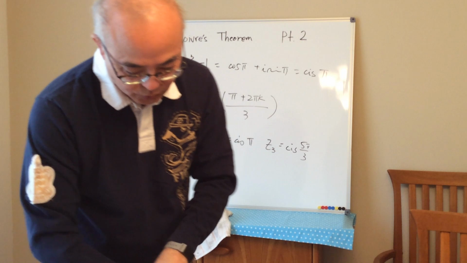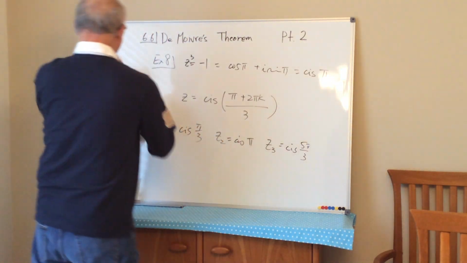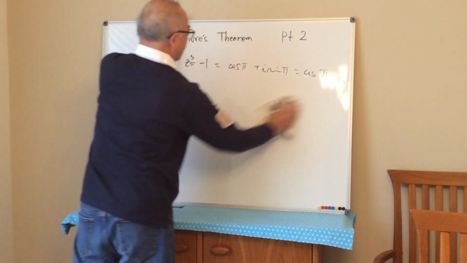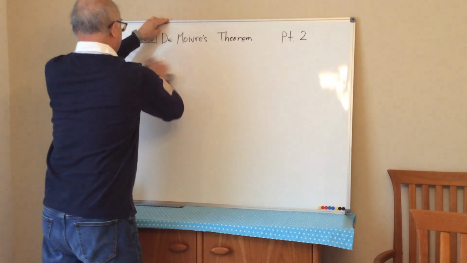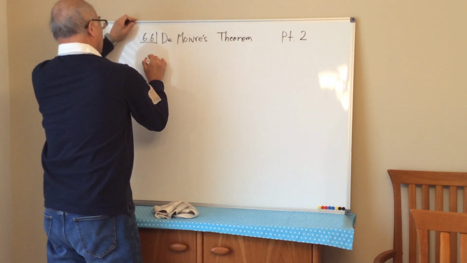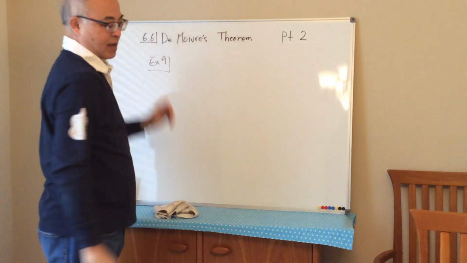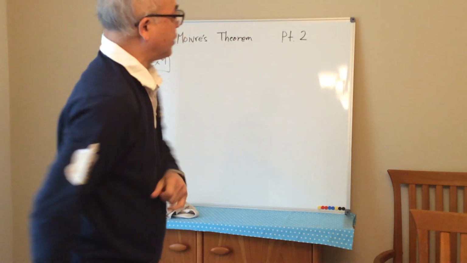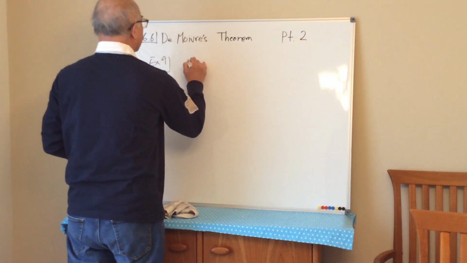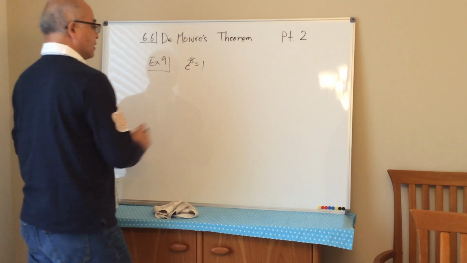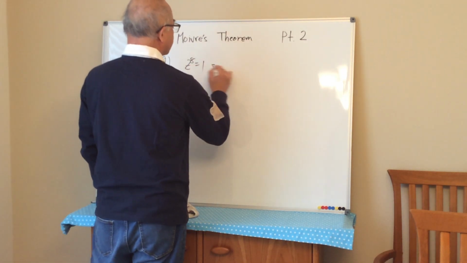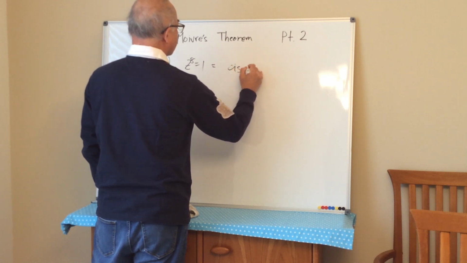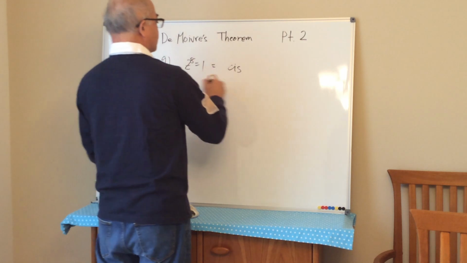And last but not least, let's go ahead and do example number 9. In example number 9, it asks us to find the eighth roots of unity. So 8th roots of unity, so I'm looking at that. So I'm going to have to place 1 is going to be equal to what? This is going to be equal to CIS 0, right?